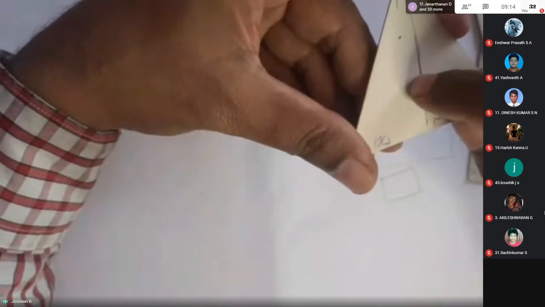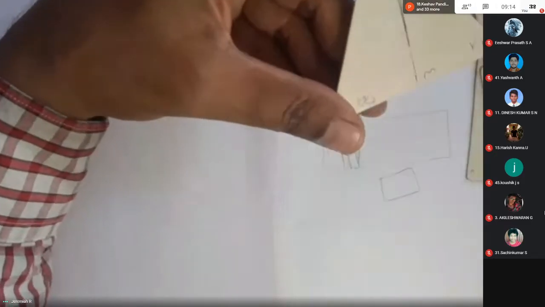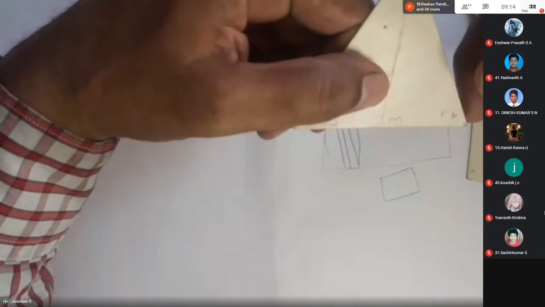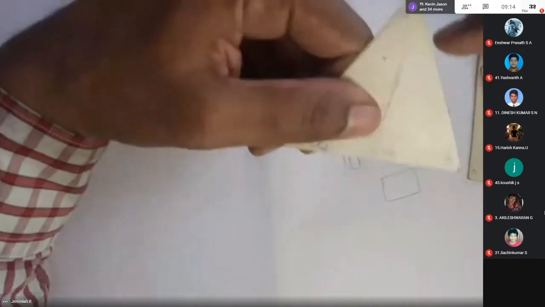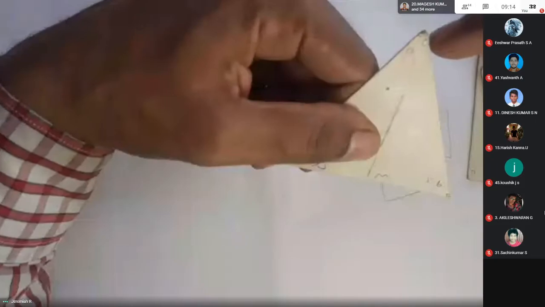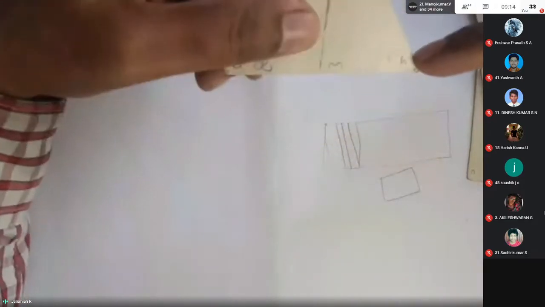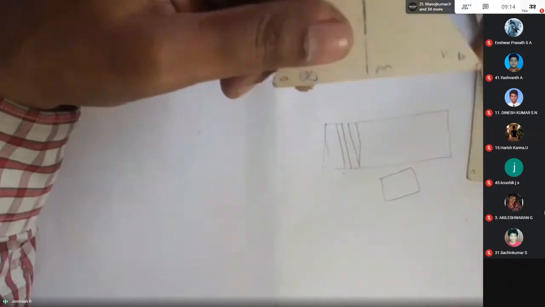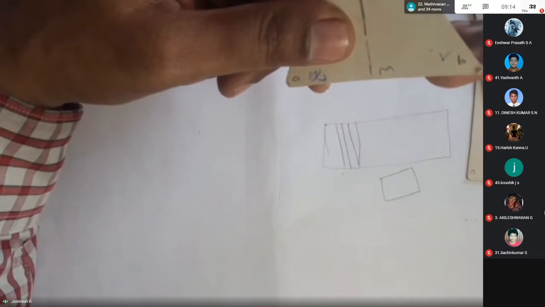If you don't remember the concept, you cannot solve anything. This is called surface. And this is called side, or edge. This is called corner.